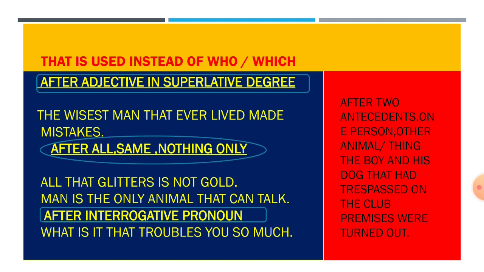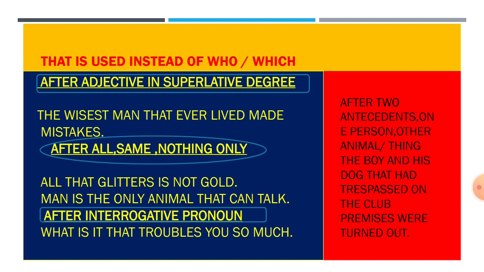So after the superlative degree of an adjective, we use that. So remember this and learn it. Second usage is after all. After these words we use that: after all we use that, after same we use that, after nothing we use that, and after only we use that.